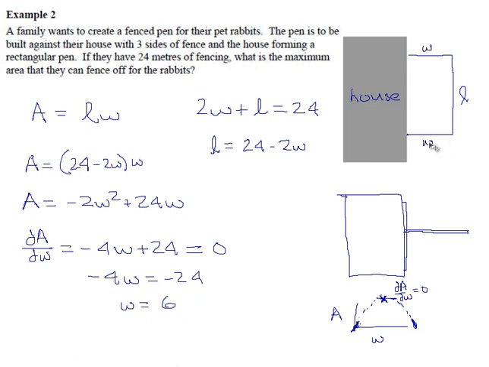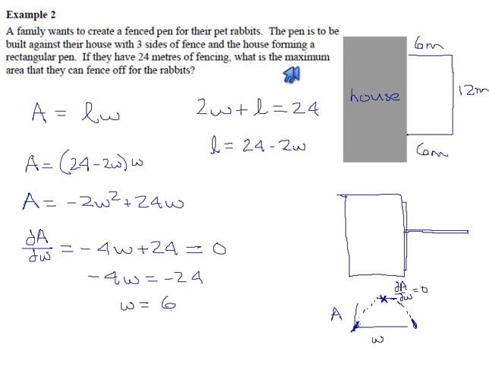So these two sides, we know what they are now. They should be 6 meters. That's also 6 meters. And if we have a total of 24 meters of fencing, here we've used 12 of it. That leaves 12 for the length. So the maximum area to be fenced off is a 6 by 12 rectangle.